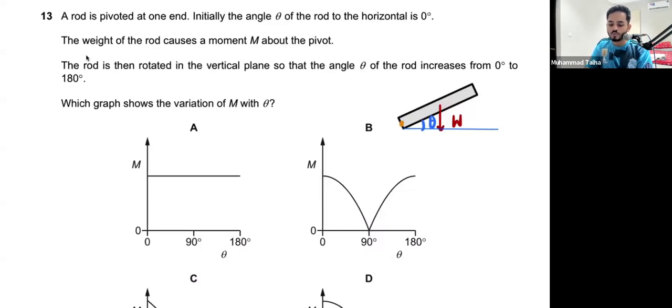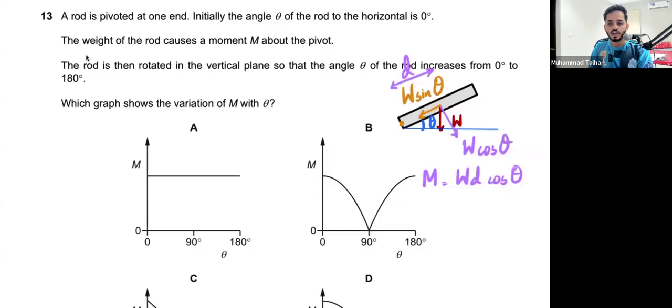So when I break this up into components, this would be components like these, with this one being a W sine theta. And this one right here, let's change the color. This one being a W cos theta. Now we know that the W sine theta would not create a moment. It's only the W cos theta which creates the moment. So it's going to be W cos theta times whatever this distance is, d. So the moment would be W d cos theta, right?